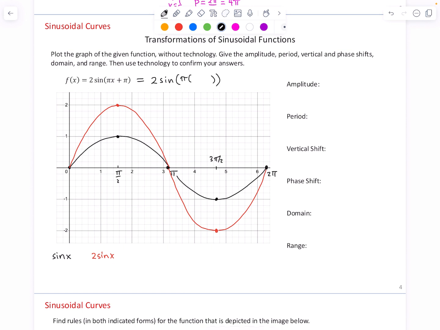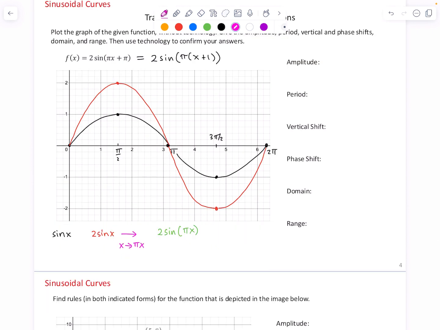So factoring pi out of pi x gives x, and factoring pi out of plus pi gives plus 1. You can confirm that if pi is redistributed across this inner set of parentheses, you will get this argument here. This is the best way to see the horizontal stretch and the horizontal shift that need to occur as two separate steps. So the first thing we're going to do is change x to pi x. This will affect the period. Of course, the result would be 2 sine of parentheses pi x.